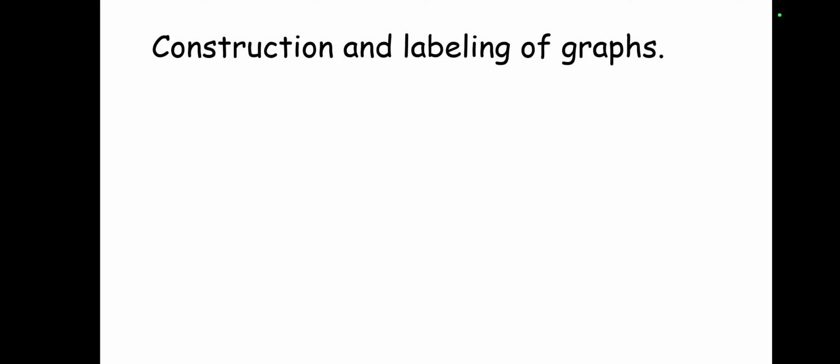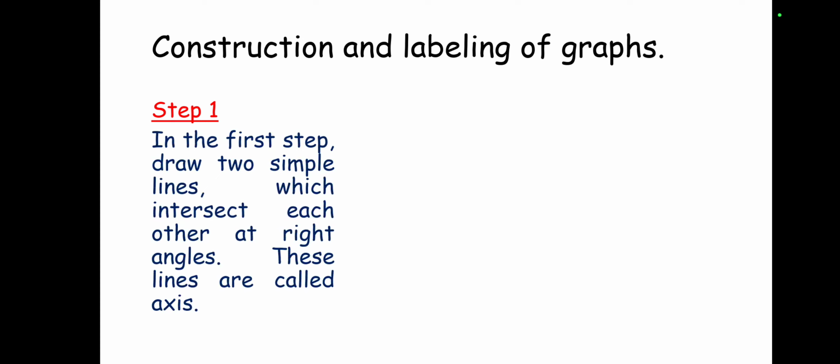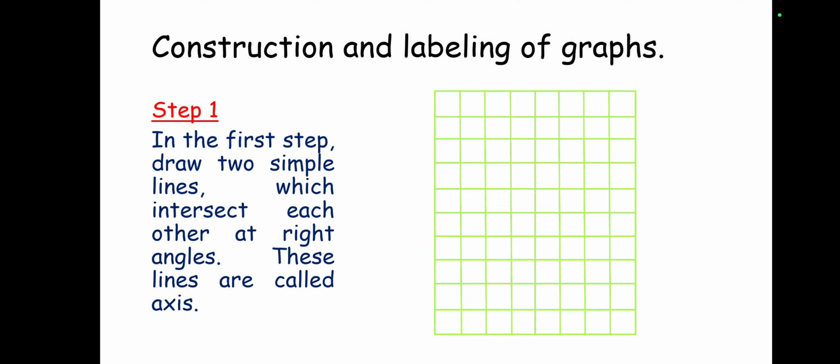Next we'll be discussing the main topic, that is how construction and labeling of graphs is done. It mainly consists of 9 steps. Starting with step number 1: draw two simple lines which intersect each other at right angles. These lines are called axes. So this is your graph paper, and you need to draw a vertical line and a horizontal line which should intersect each other at right angles, meaning at 90 degrees. So this is the first step.